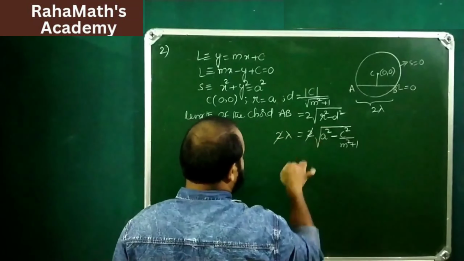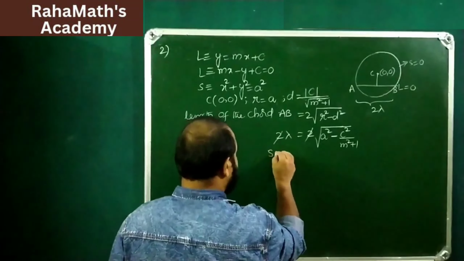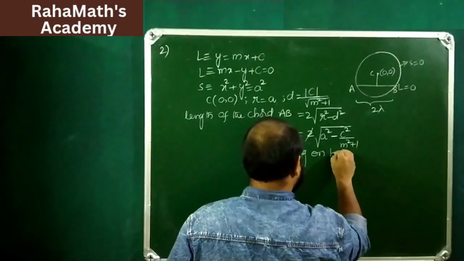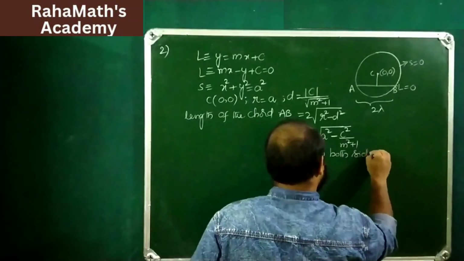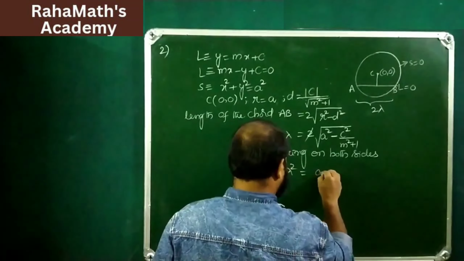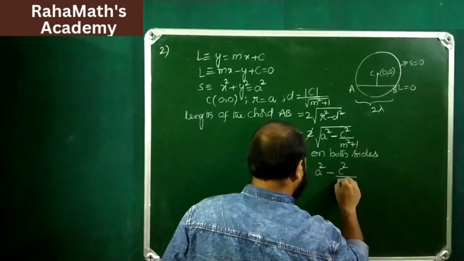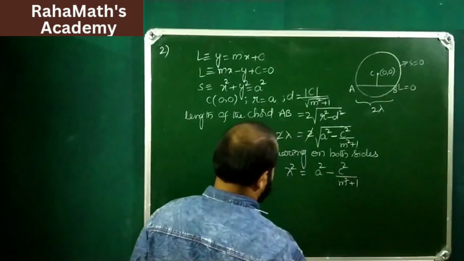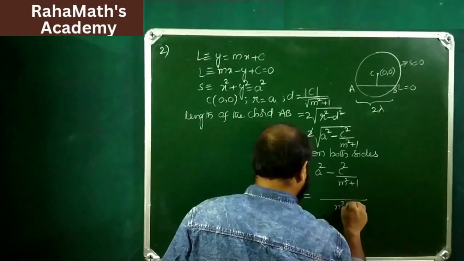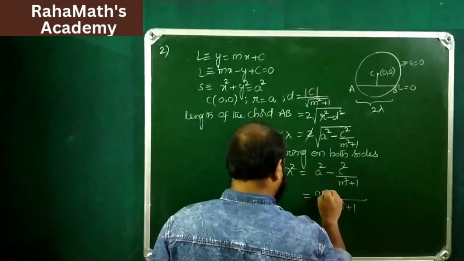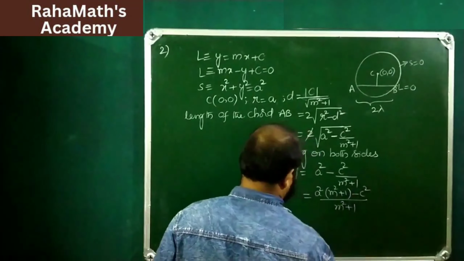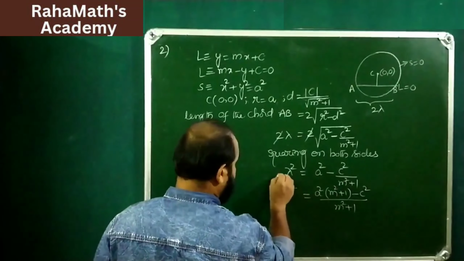So 2 gets cancelled on both sides. Squaring on both sides, lambda squared equals a squared minus c squared by m squared plus 1. So if we take the LCM, which is m squared plus 1, a squared into m squared plus 1 minus c squared equals lambda squared.